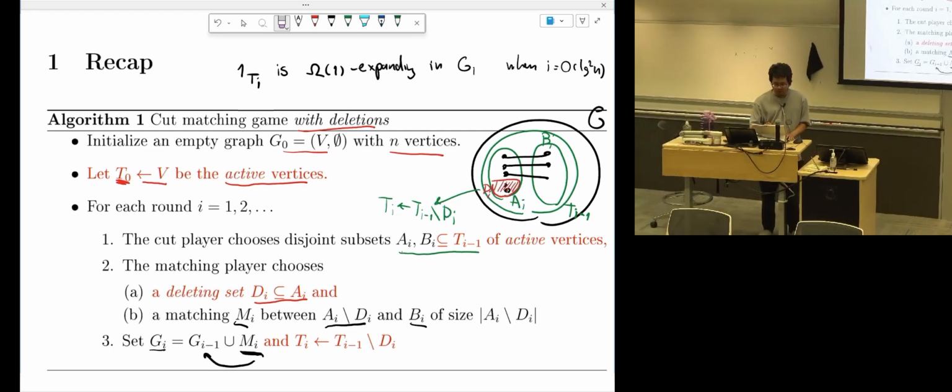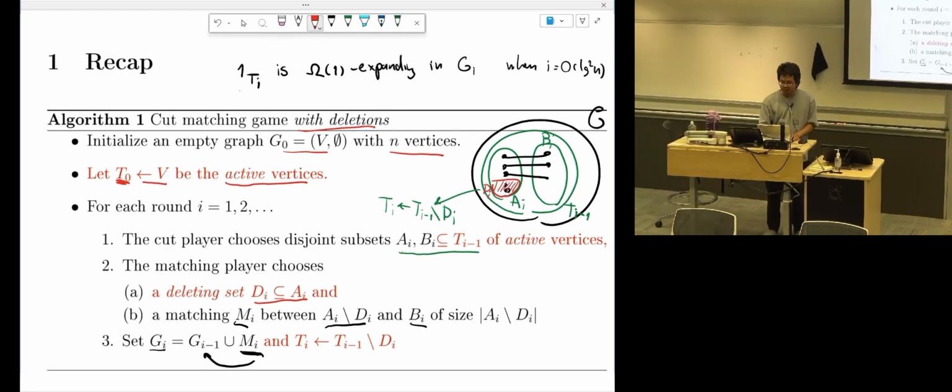Do you recall what the strategy is to prove this? We look at some potential function.